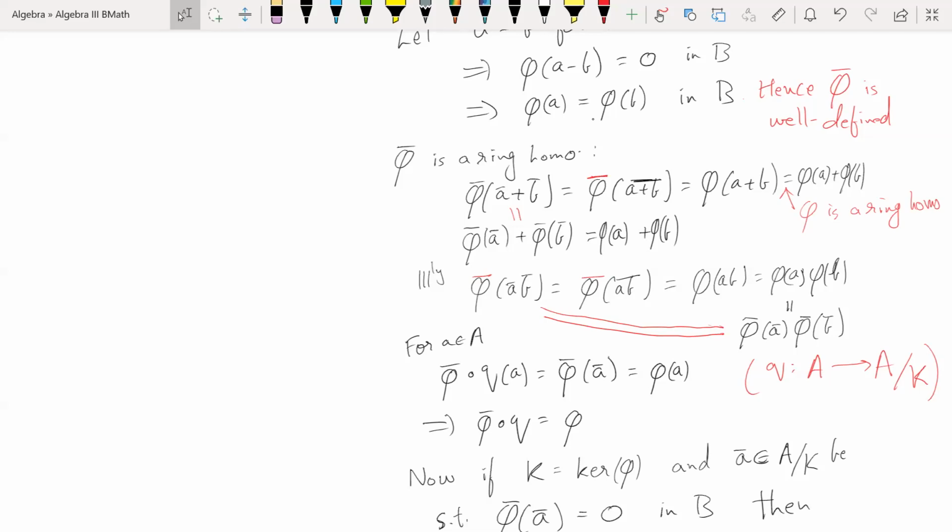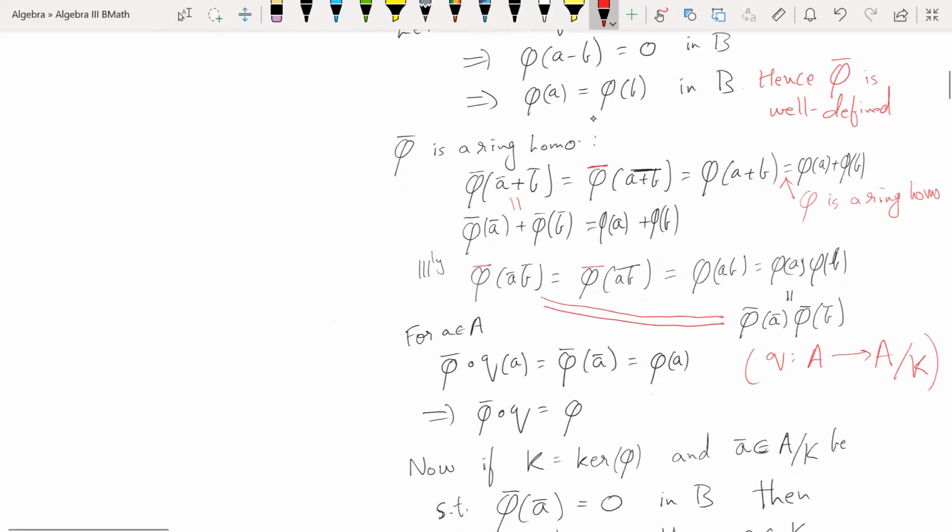So let A bar be an element of A mod K, such that phi bar of A bar is 0 in B. Then we want to show that A bar is actually the 0 element of A mod K. Then we can conclude that phi bar is injective.